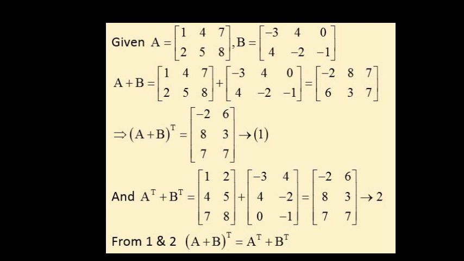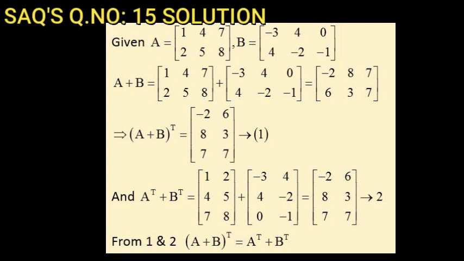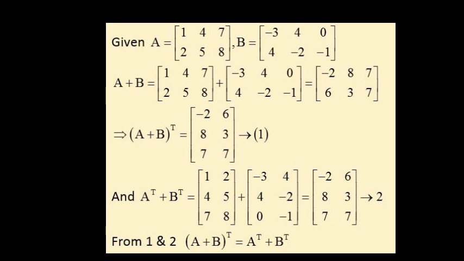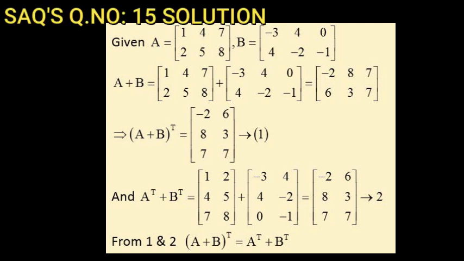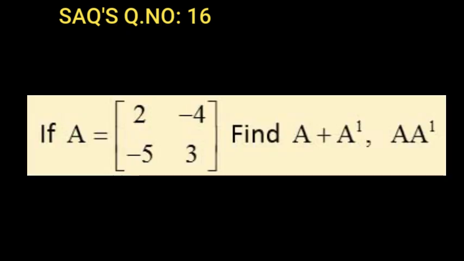Now RHS is A transpose plus B transpose. We consider A transpose plus B transpose, which is equal to A transpose is [1, 4, 7; 2, 5, 8] plus B transpose is [minus 3, 4, 0; 4, minus 2, minus 1]. Similarly adding these two matrices by using the definition of addition of matrices, we get minus 2, 6, 8, 3, 7, 7. Take this as equation 2. Now from 1 and 2, these two are equal, therefore (A plus B) whole transpose is equal to A transpose plus B transpose. Okay, next one.